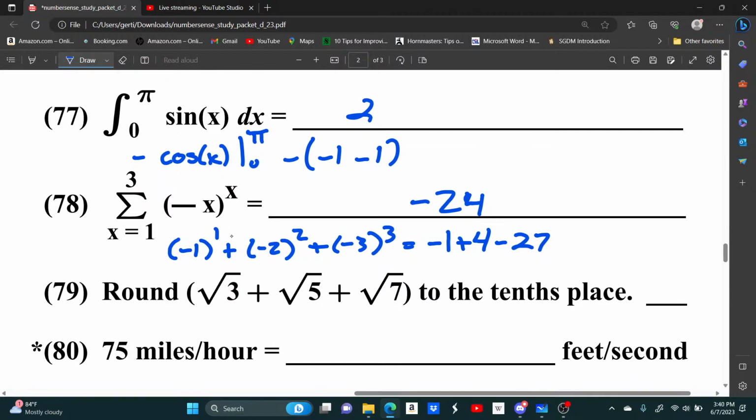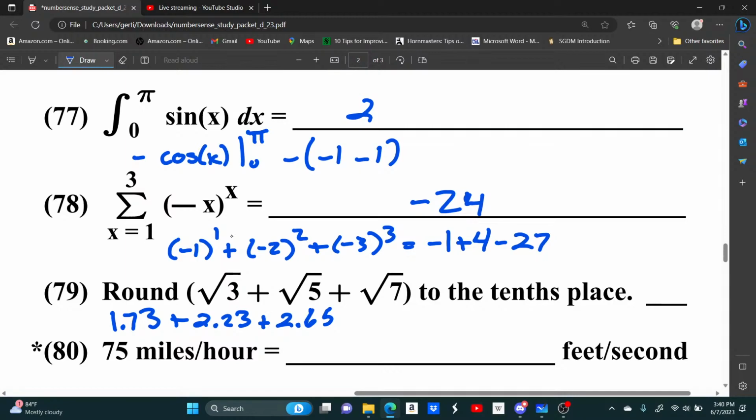Okay, for the next one, this one's kind of tricky actually, just because you have some square roots and you have to memorize some square roots. But if you just have these memorized, it's not too bad. So square root of 3 is about 1.73. Square root of 5 is about 2.23. And square root of 7 is like 2.65.